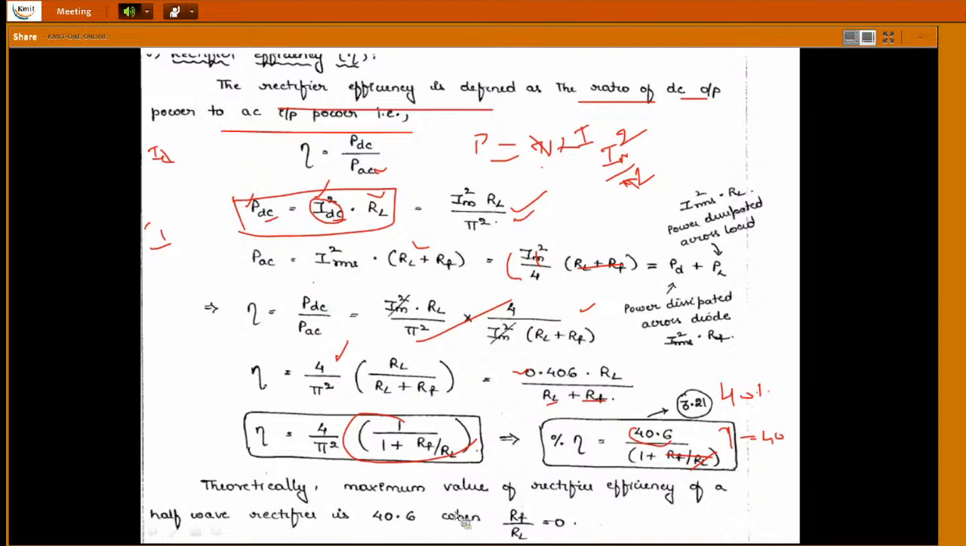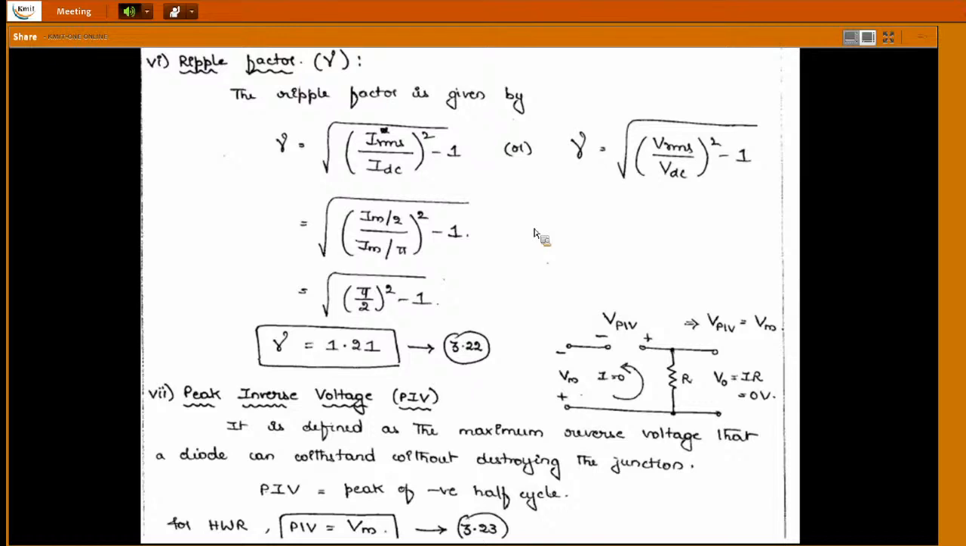Is it clear? Theoretically, the maximum value of rectifier efficiency of the half wave rectifier is 40.6 when RF by RL is equal to 0. When RF by RL is becoming 0, if the forward resistance is 0, then 40.6 by 1 is nothing but 40.6. Now, finally concluding, what is the efficiency of the half wave rectifier? The efficiency of the half wave rectifier is 40.6 only. 40.6 means even 50% efficiency is not there for the half wave rectifier. That's why we are not going to use this half wave rectifier for practical applications. We will use the full wave rectifiers.